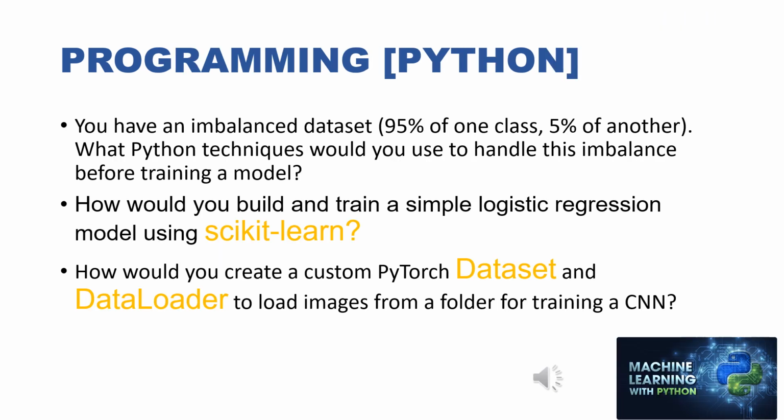Programming questions. You have an imbalanced dataset, 95% of one class and 5% of another. What Python techniques would you use to handle this imbalance before training a model? Next, how would you build and train a simple logistic regression model using scikit-learn? Third, how would you create a custom PyTorch dataset and DataLoader to load images from a folder for training a CNN?